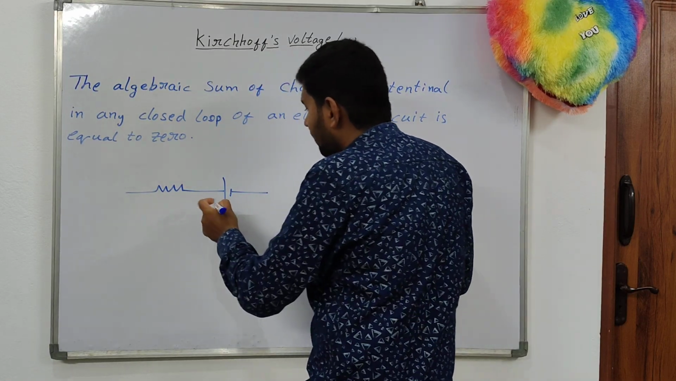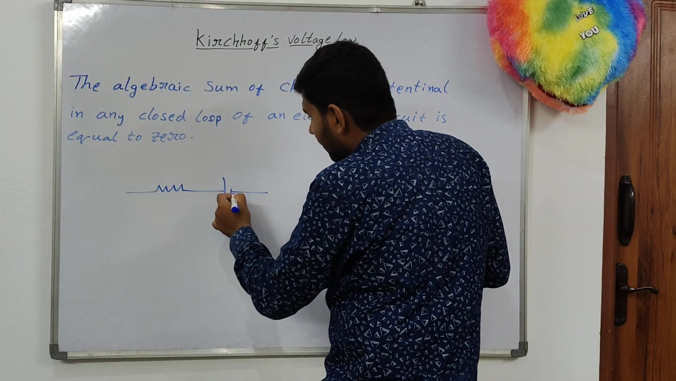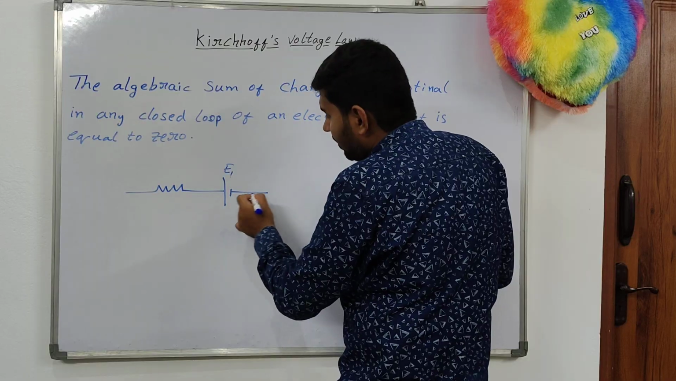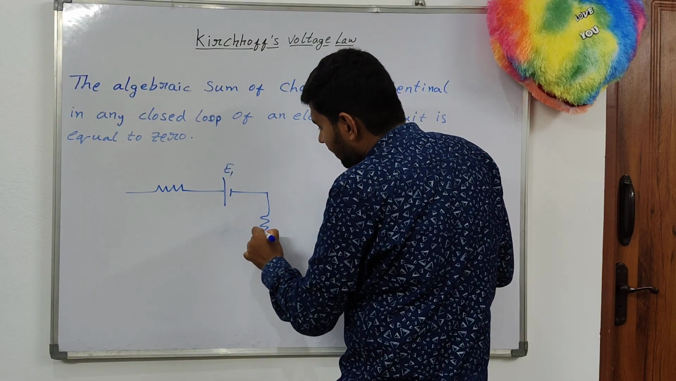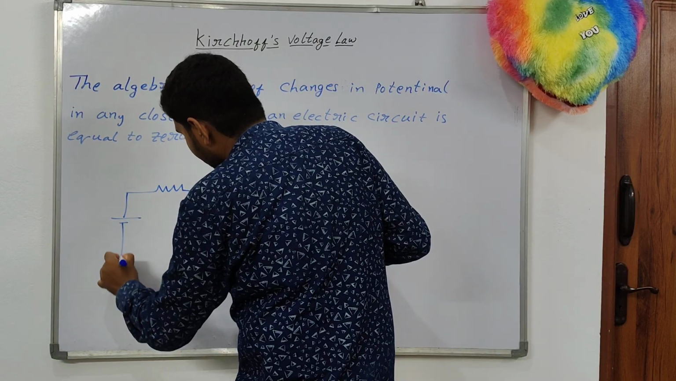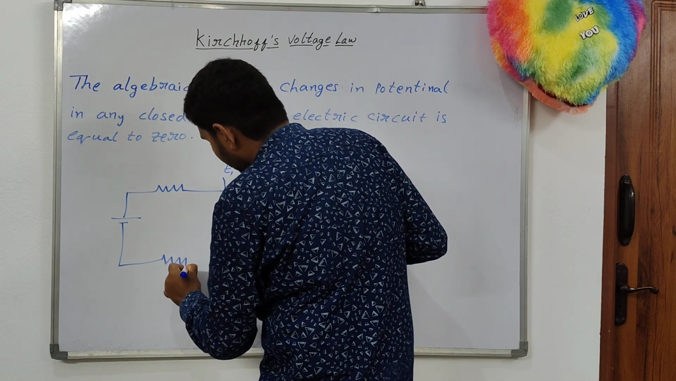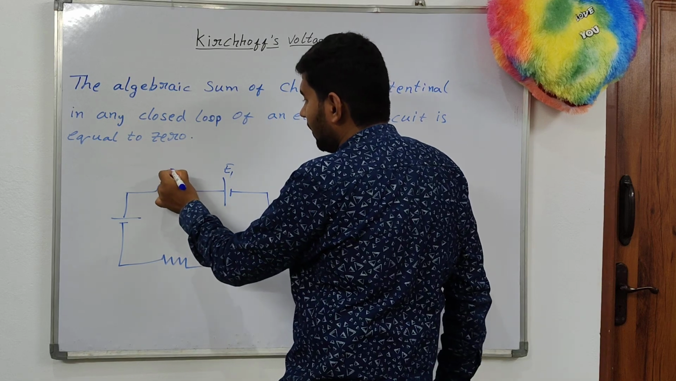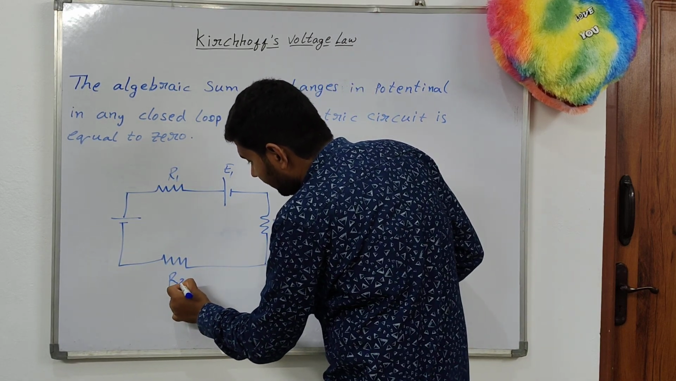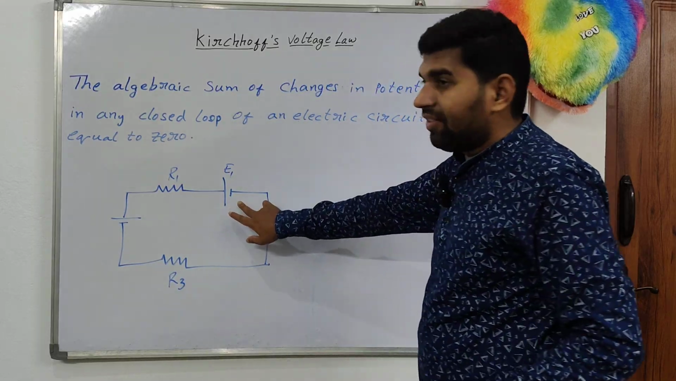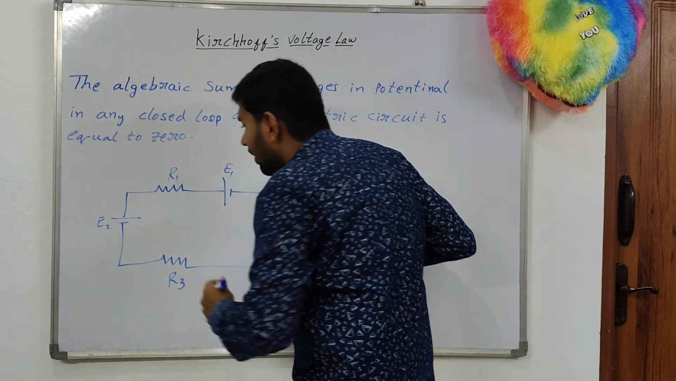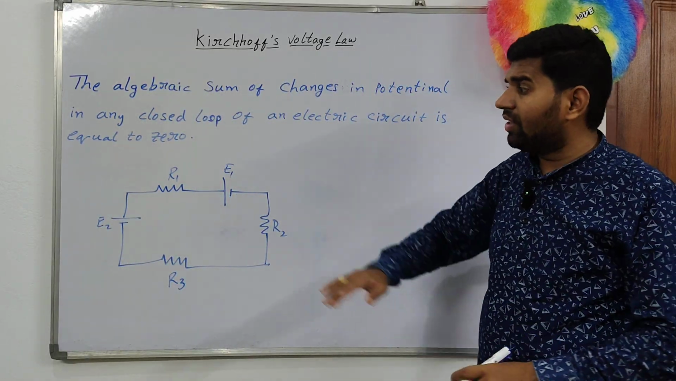One resistor connected to a cell. This is the EMF of the cell, E1. Here I will connect one more resistor and another cell, and here another resistor. Let us assume the resistance values R1, R2, R3, with this cell having EMF E1 and this cell having EMF E2. Now, how to apply KVL to this circuit?